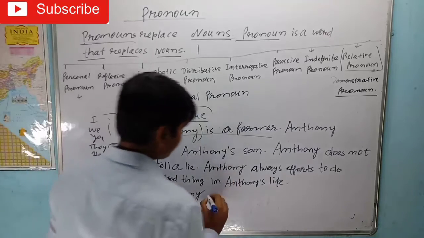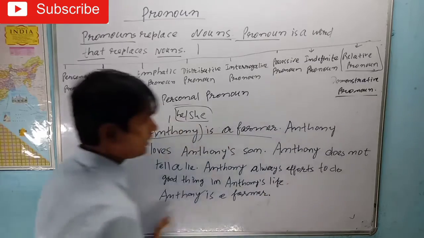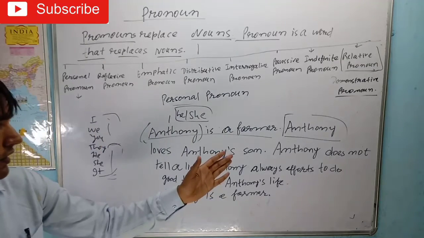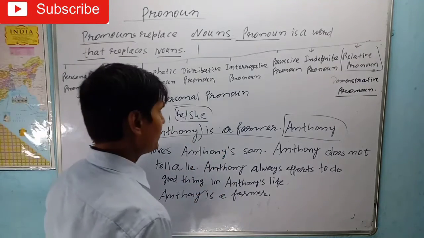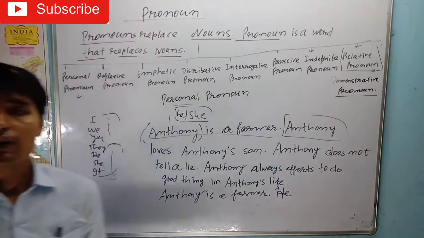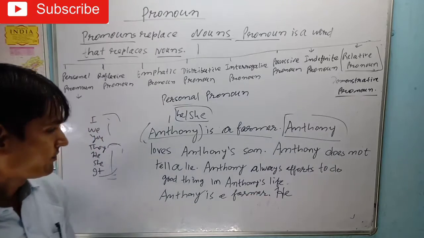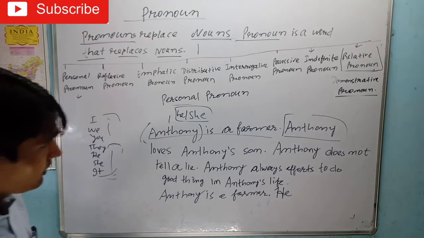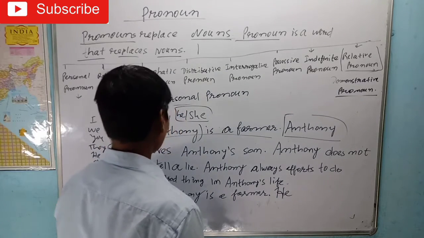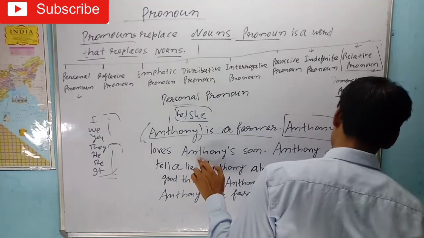Now you can write in the same way: is a farmer. Later, Anthony is seen here again, so Anthony is present here. So you have to replace Anthony with a pronoun. Anthony's pronoun is he because it is a male gender, and with male you always replace it with the masculine pronoun. So the masculine pronoun here is he. Now you can see that in place of Anthony, he has been used, and Anthony has been replaced completely. So he loves. Again it is Anthony's son, so you can write he loves his son.